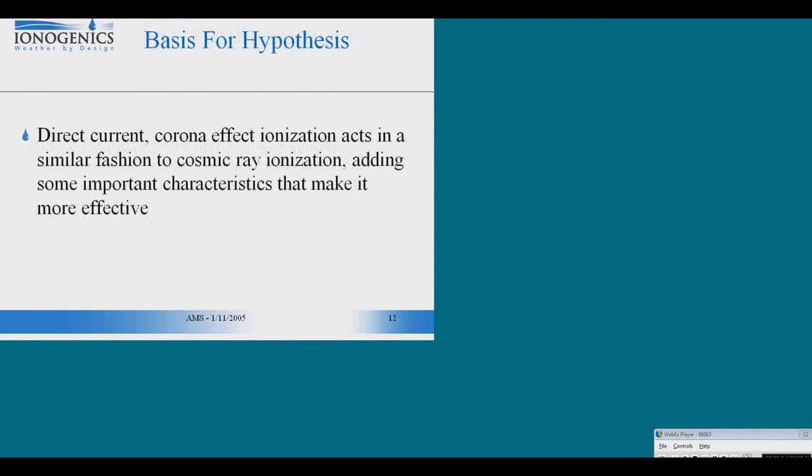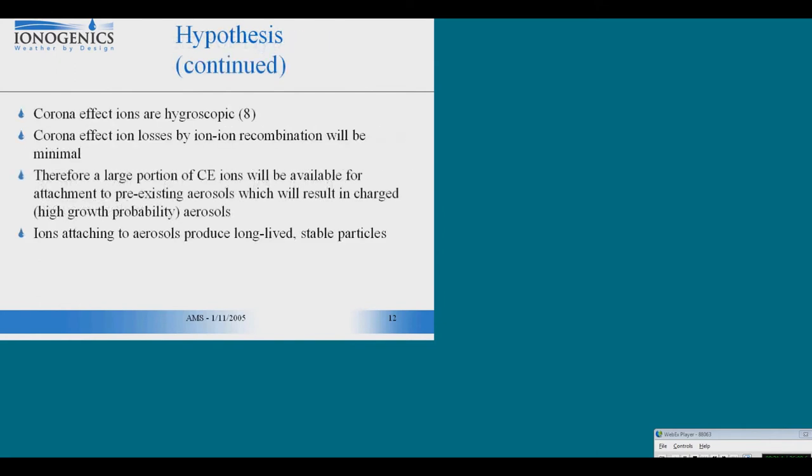The hypothesis that we developed is that if we take a generator and through corona effect liberate ions into the atmosphere, these artificially generated ions are going to behave in much the same way as cosmic ray ionization behaves. But there are some differences. The ions that are produced artificially, corona effect ions, are hygroscopic.